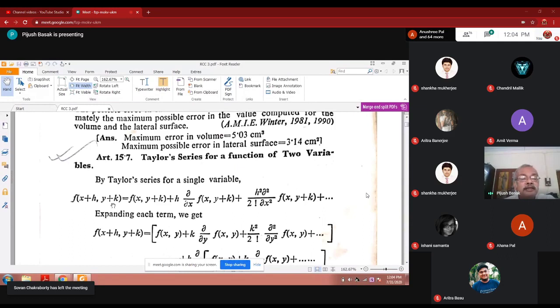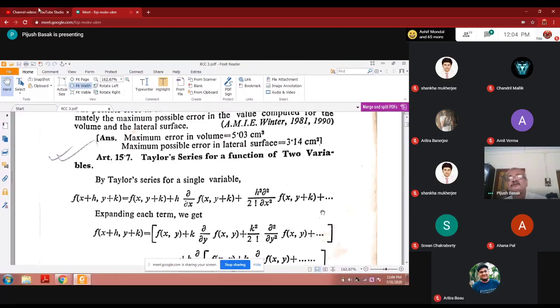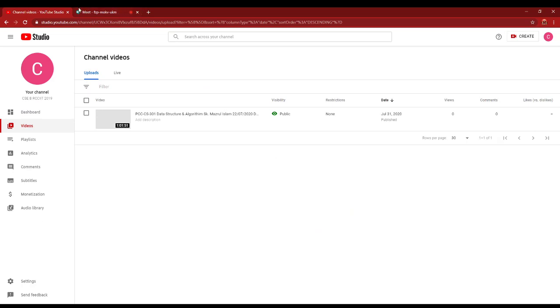Then it will be f(x, y plus k), plus h del x of f(x, y plus k), plus h square by factorial 2 del square by del x square of f(x, y plus k), and there are higher terms whose contribution is reducing. If we expand the terms, the contribution will be less and less.